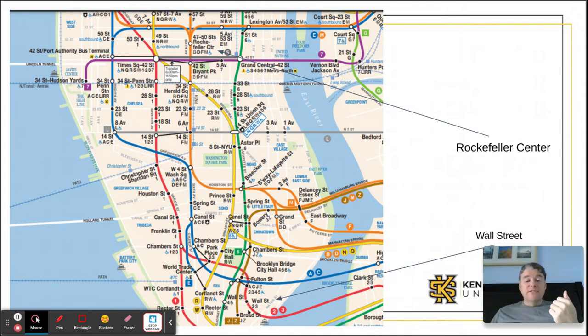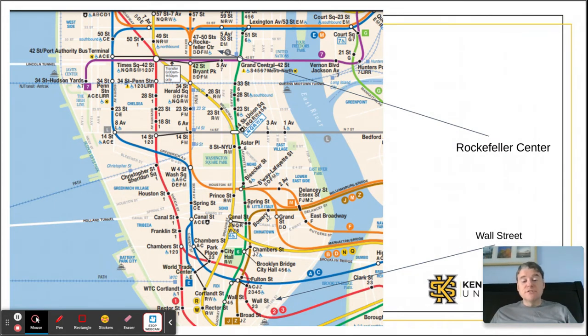1, we can take the red line north to Times Square, take the yellow line southeast, transfer at 34th, and go north to Rockefeller. Works. 2, we can go to Times Square, take this weird transfer thing that we're not really sure about, the 42nd, and then go north to Rockefeller. Looks good. 3, we can just get off at 50th Street and walk a block and a half. Boom, we got there as well.